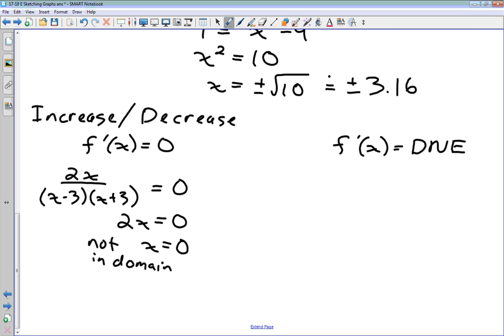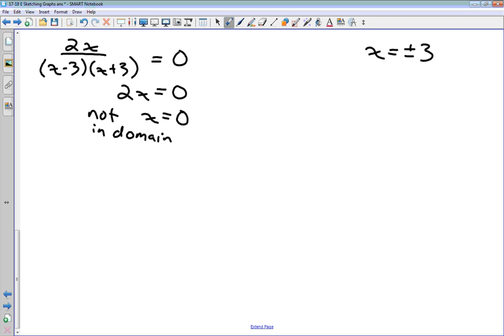Where does this derivative not exist? Well, it's not going to exist where the denominator is equal to 0. So it does not exist at x equals positive and negative 3. So those are going to be our only two critical numbers. And we know what those critical numbers represent. They are vertical asymptotes. So let's just sketch out our table of increasing and decreasing.